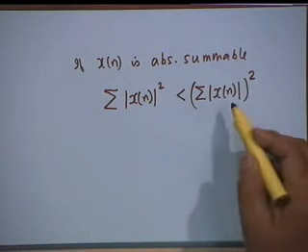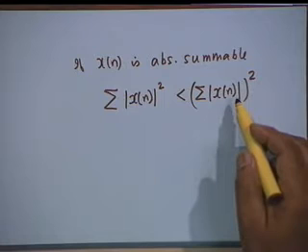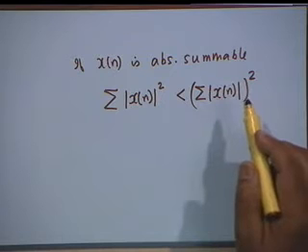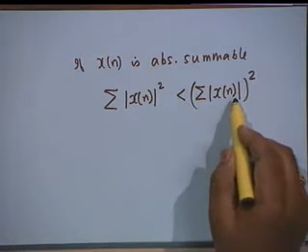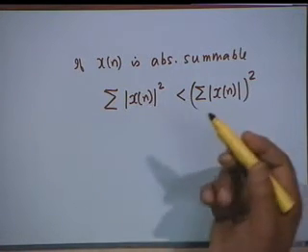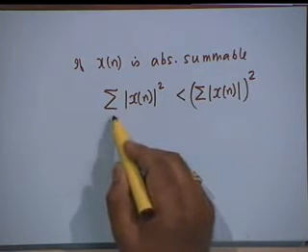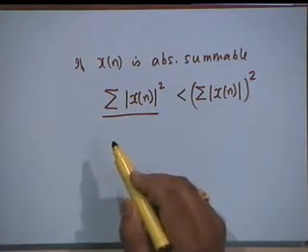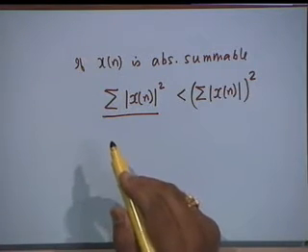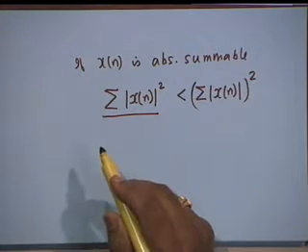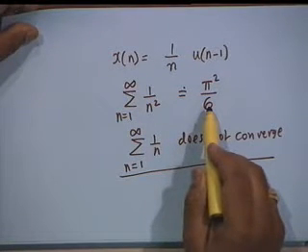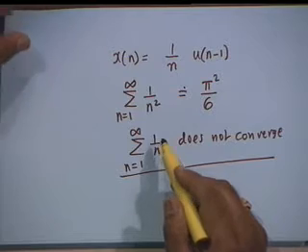Okay. So, an absolutely summable sequence is also square summable. Agreed? An absolutely summable sequence is also square summable, that its energy is finite, but the converse is not true. In other words, if you have a finite energy sequence, it is not necessarily absolutely summable, and this was an example. The example that we took, finite energy but not absolutely summable.